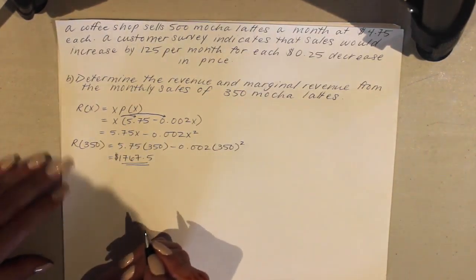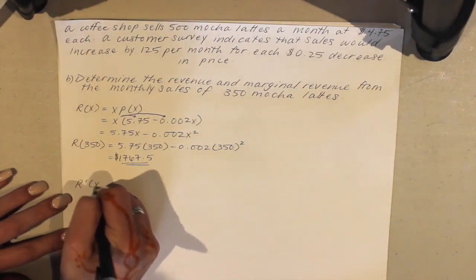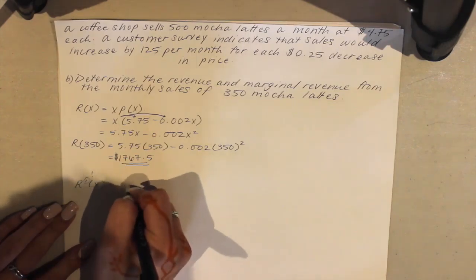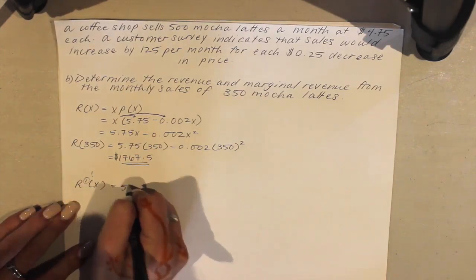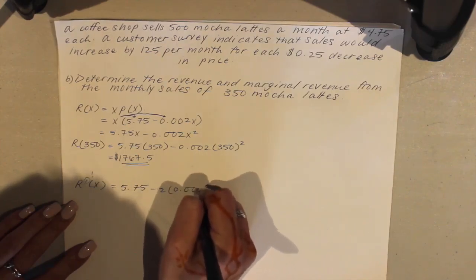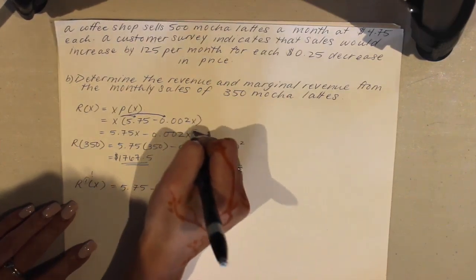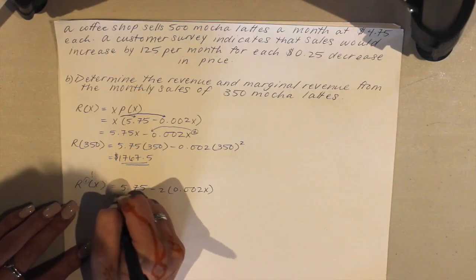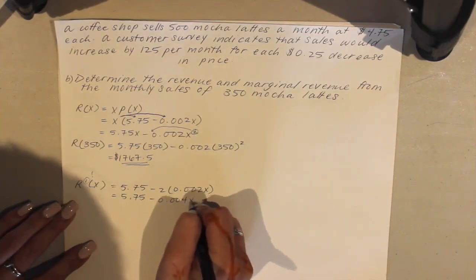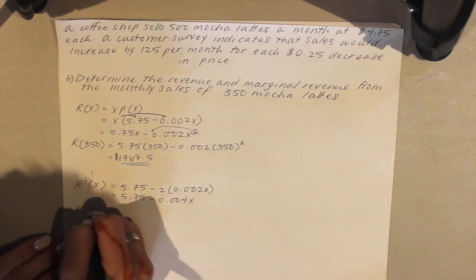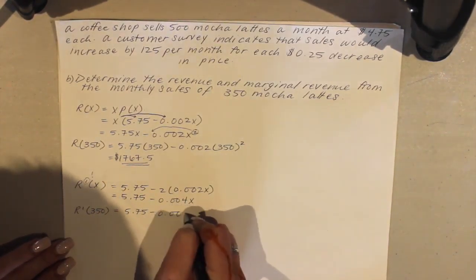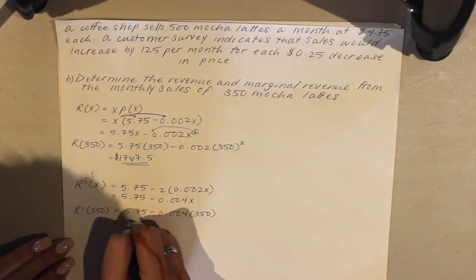After that, you have to find the derivative of your revenue, which is your marginal revenue. So you do that by bringing down that 2 and multiplying that 0.002, taking away the x from the 5.75, all that jazz, the derivative dance, and then after that you plug in 350 into that equation for a revenue that is increasing at $4.35 a week.